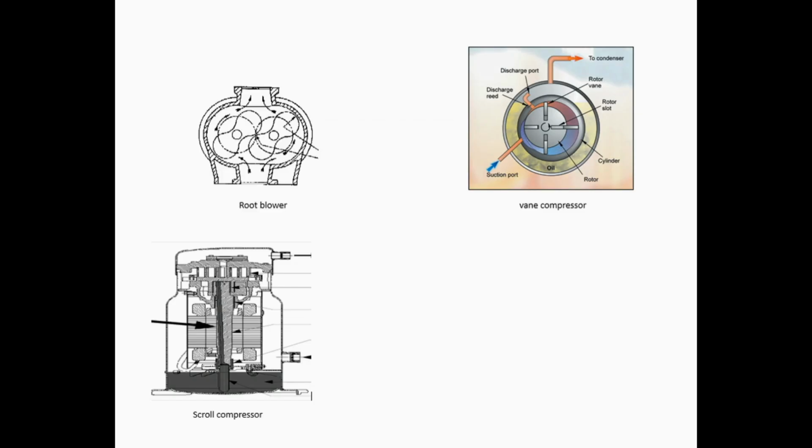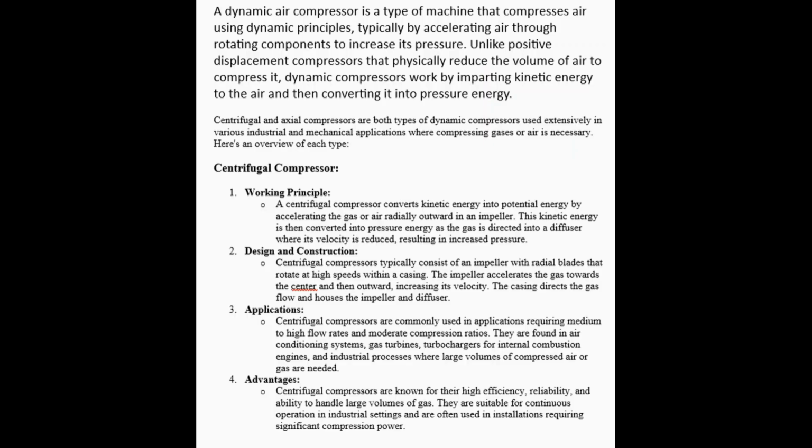Diagram of three types of rotary compressor: 1. Roots blower, 2. Vane compressor, 3. Scroll compressor. A dynamic air compressor is a type of machine that compresses air using dynamic principles, typically by accelerating air through rotating components to increase its pressure. Unlike positive displacement compressors that physically reduce the volume of air to compress it, dynamic compressors work by imparting kinetic energy to the air and then converting it into pressure energy.